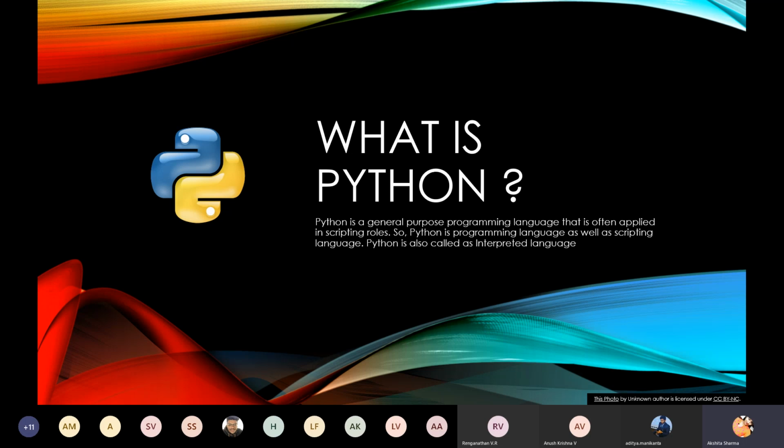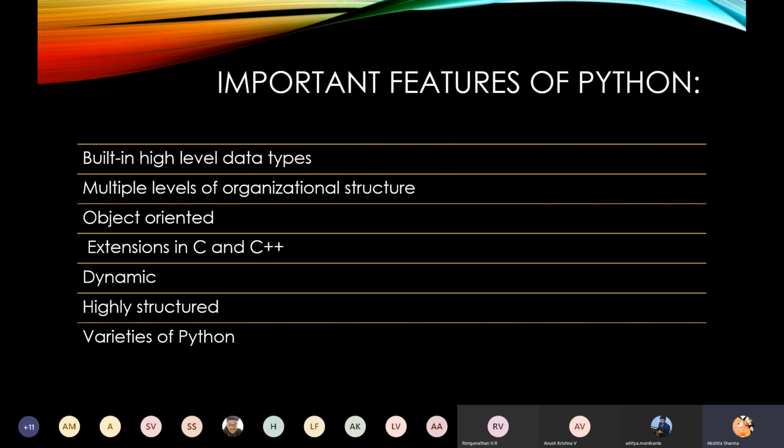Now that we know what Python is, let's look into the important features of Python. What are the important features of Python? Built-in high-level data types like strings, lists, dictionaries, and so on. The usual control structures are also included, like if, else, while, plus a powerful collection iterator, that's for.